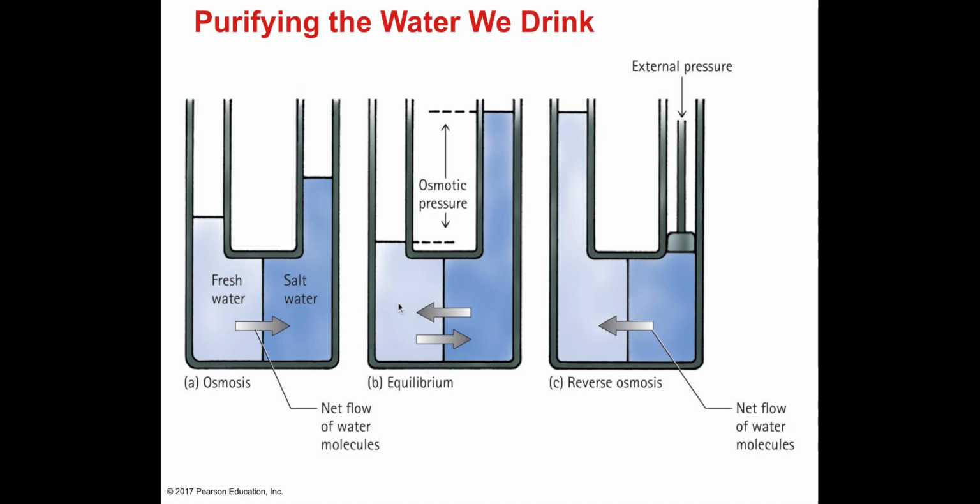This is equilibrium, which means that water is moving in both directions, from the freshwater side to the saltwater side, and from the saltwater side to the freshwater side. But with reverse osmosis, it is instead going to move from the saltwater side to the freshwater side. Okay? And that is because we have an external pressure that is applied to cause the reverse osmosis. Okay.